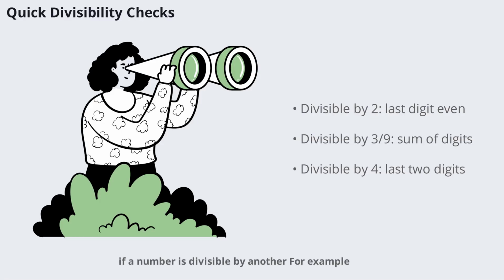Divisibility checks help you quickly determine if a number is divisible by another. For example, a number is divisible by 2 if its last digit is even, by 3 or 9 if the sum of its digits is divisible by 3 or 9, by 4 if the last two digits are divisible by 4, and by 5 if the last digit is 0 or 5. These rules are quick to apply and save time in exams.